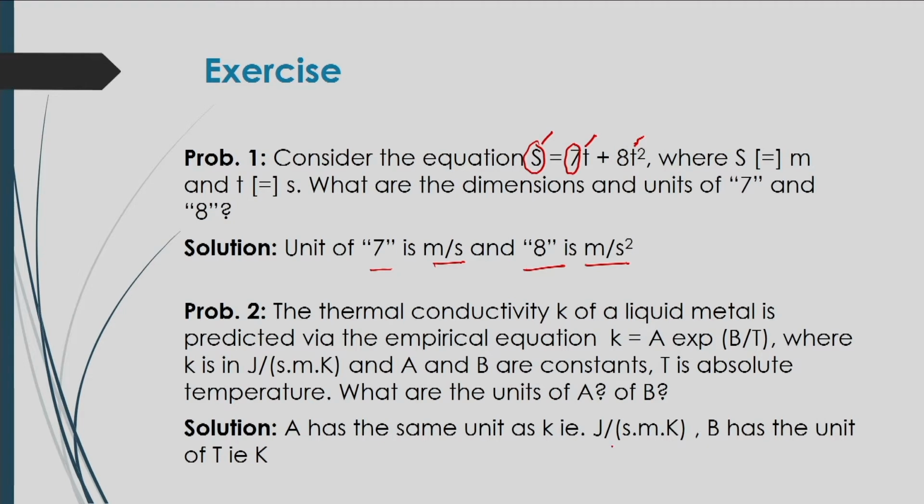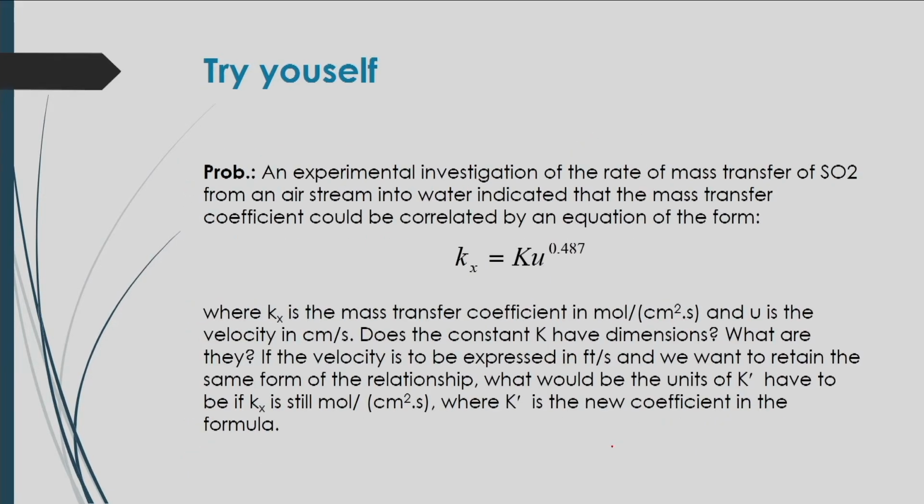So, it will be joule per second per meter K. Similarly, B has the unit of T, that is K. Now, you can try this problem yourself to make this dimensionally consistent.